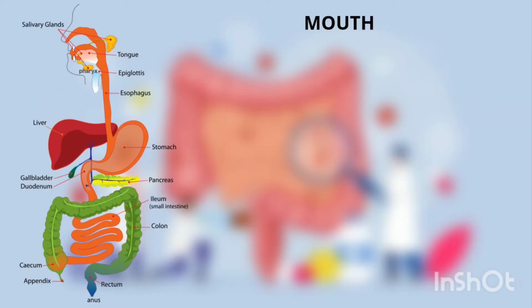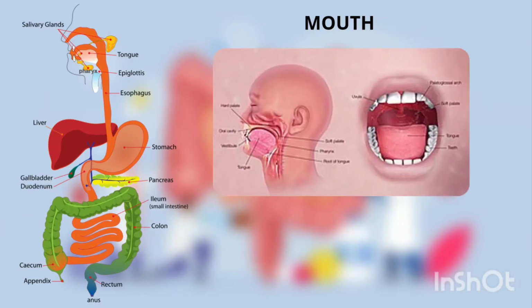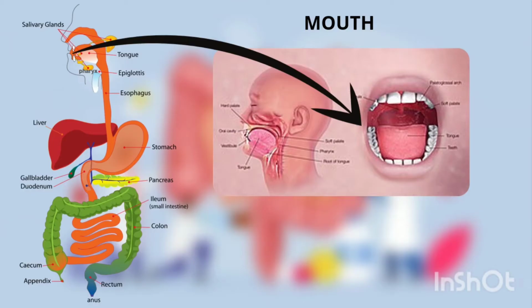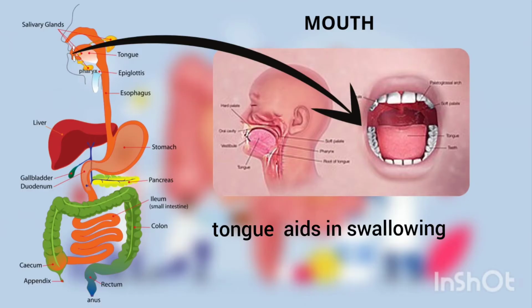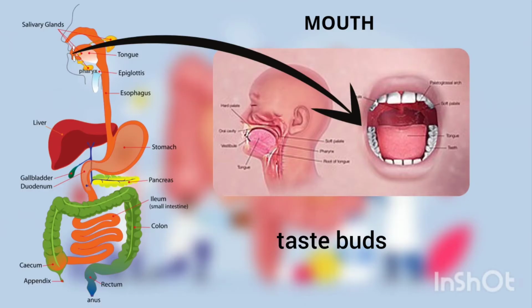Digestion begins in the mouth. The mouth or the oral cavity comprises the teeth, tongue, and salivary glands. The teeth break down food into smaller pieces, while the tongue is a muscular organ that mixes the food with the saliva and at the same time aids in swallowing. The tongue contains taste buds that enable us to taste food.